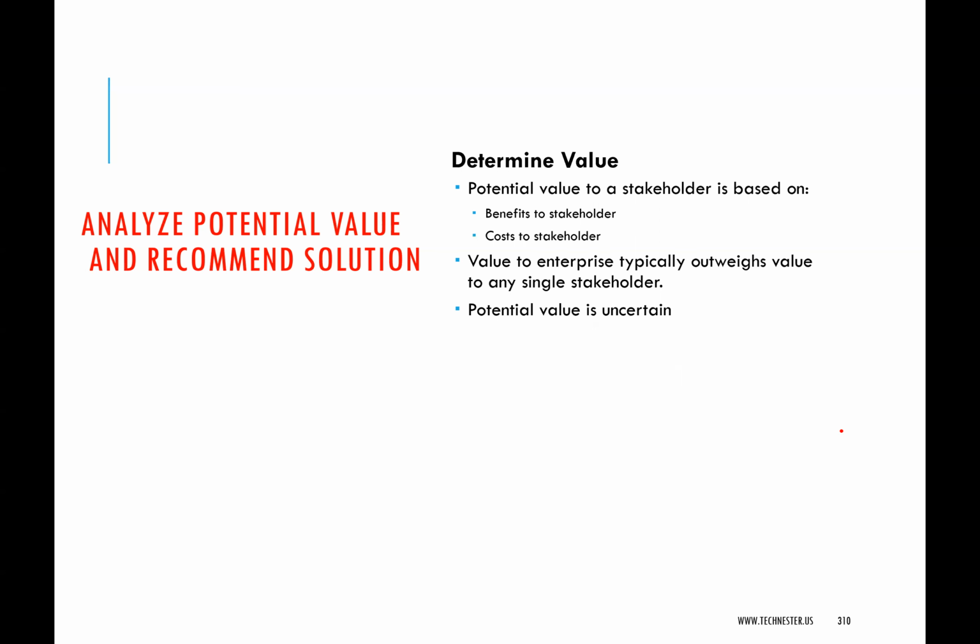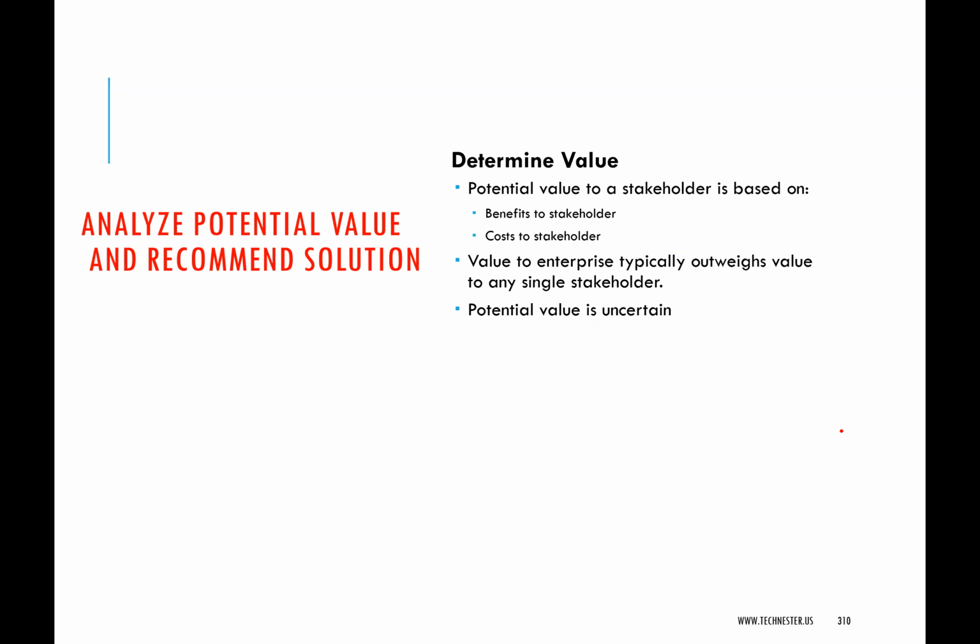also consider potential value. When a BA is considering potential value, you'll be looking at the likely benefit of solution options to the stakeholder and cost to stakeholder. But the BA should bear in mind that the value is potential, so it's uncertain. And when they are making their recommendations and talking about potential value, they should word it as such. Right? That this solution may be this, not this solution will be this, because there are two different things.